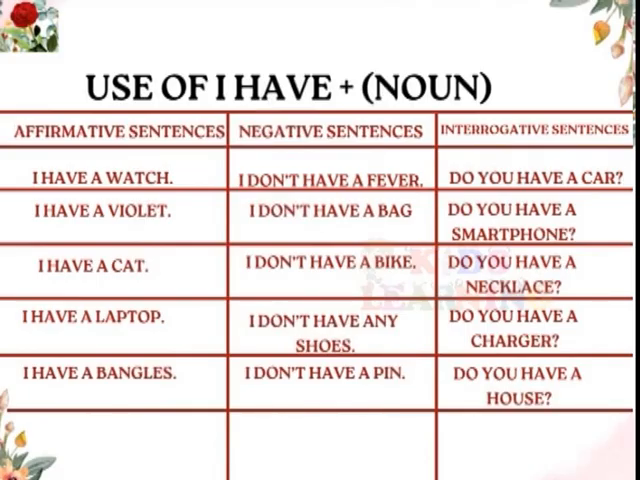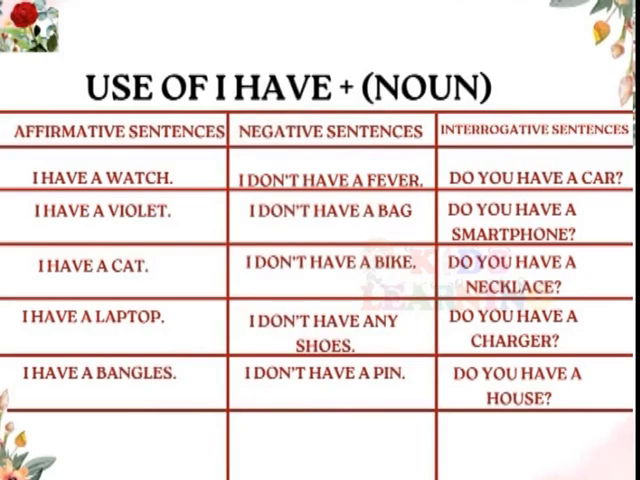Use of I have, noun. Affirmative sentences. Negative sentences. Interrogative sentences. I have a watch. I don't have a fever. Do you have a car?